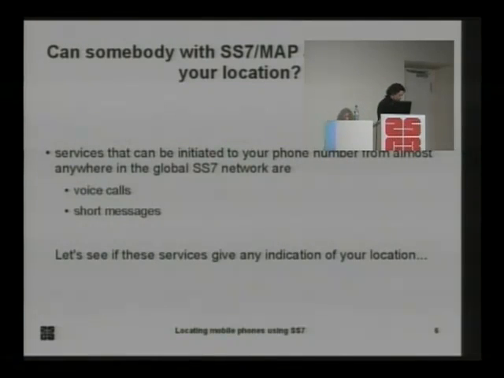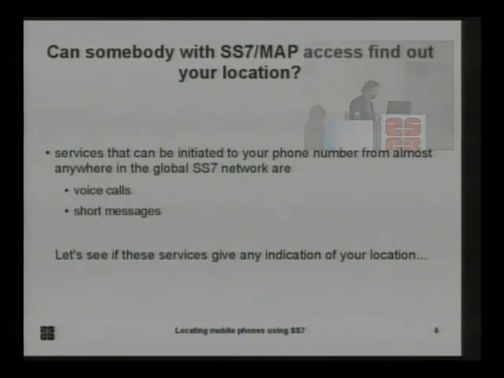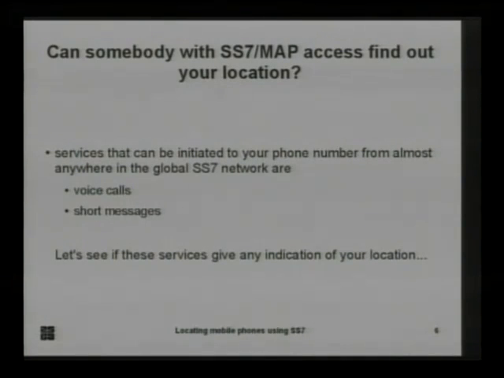So, the question is, can somebody who just has SS7 and MAP access, which could be anybody, because all operators, or most of the operators, are connected via SS7, could any operator at the other end of the world who has SS7 and MAP access find out your location?